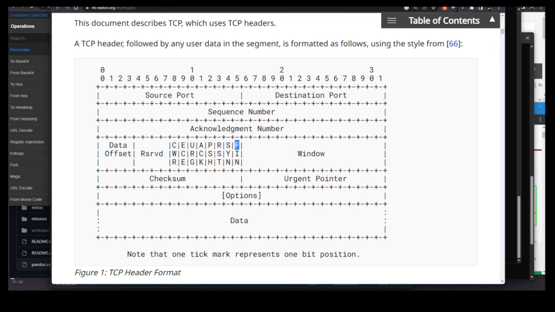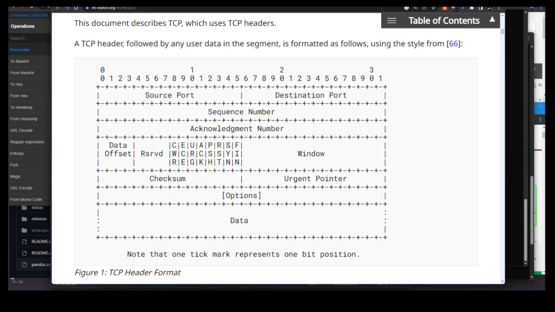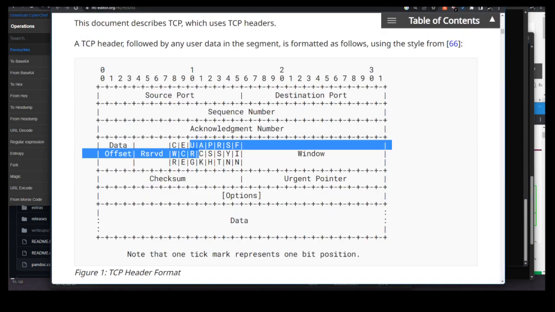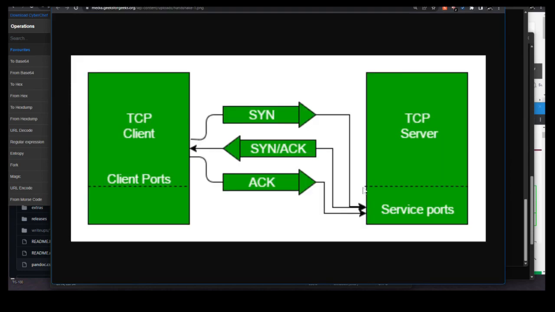Literally, if you could see this packet visually in the console, that is what it would look like. It would be 0, 0, 0, 0, 1 for the SYN packet, and then 0, right? That is what a SYN packet is, right?